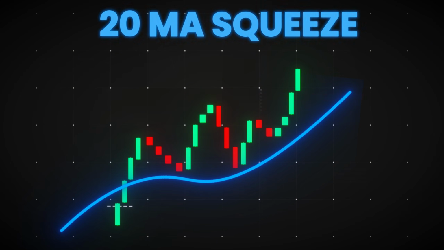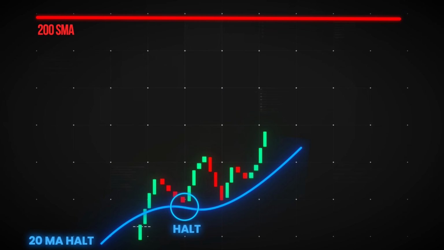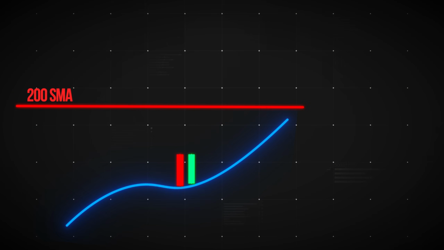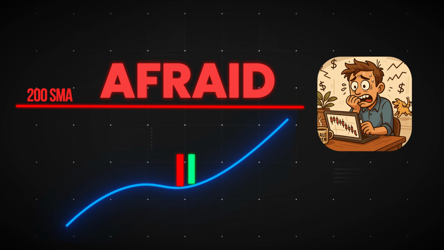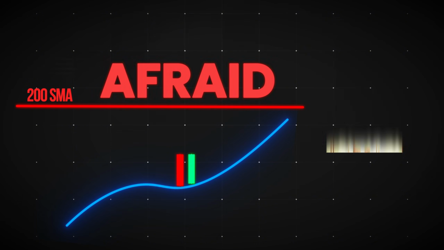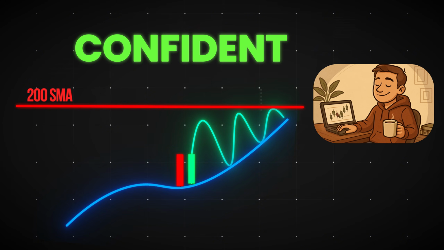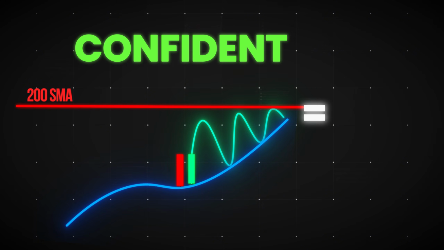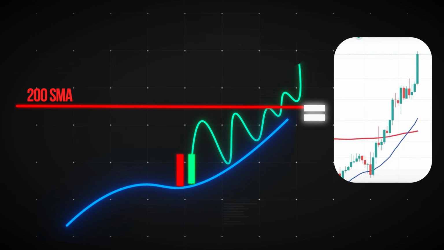You could have a 20 MA halt with the 200 up here somewhere. And that's just a plain 20 MA halt, right? And the 200 has nothing to do with that. But in this case, you got the 200 close. And so a lot of traders miss opportunities because the 200 stops them. But I don't want it to stop you in this squeeze scenario. Guys, there are times when this price will get squeezed so tight like that, then it takes off.